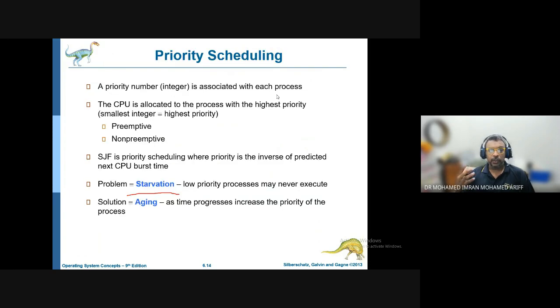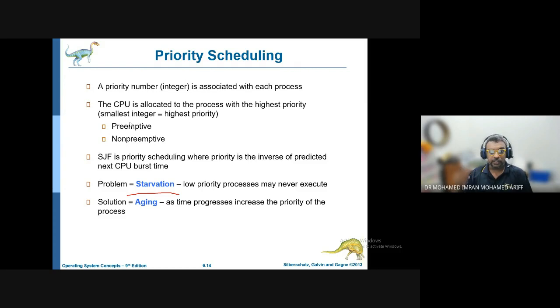Next we go into priority scheduling. In priority scheduling, there are two categories: preemptive and non-preemptive. Non-preemptive means if a process is being processed, it will continue until it finishes. For preemptive, it will be stopped and checked against newly arrived processes. If the new process has higher priority, then that process will enter.